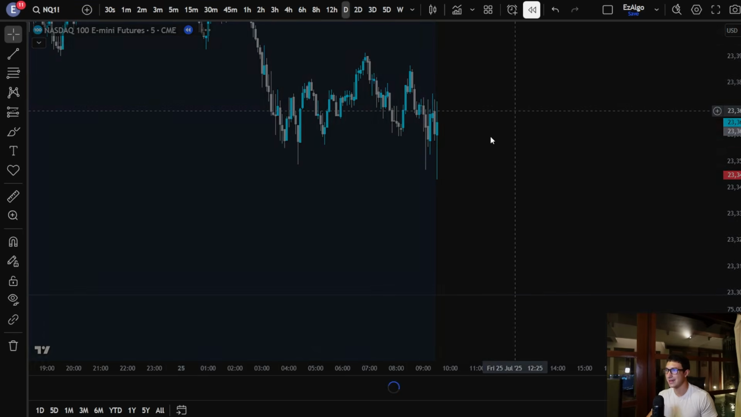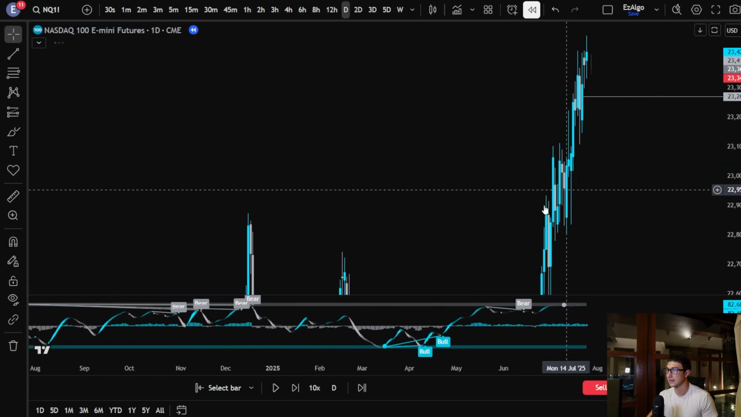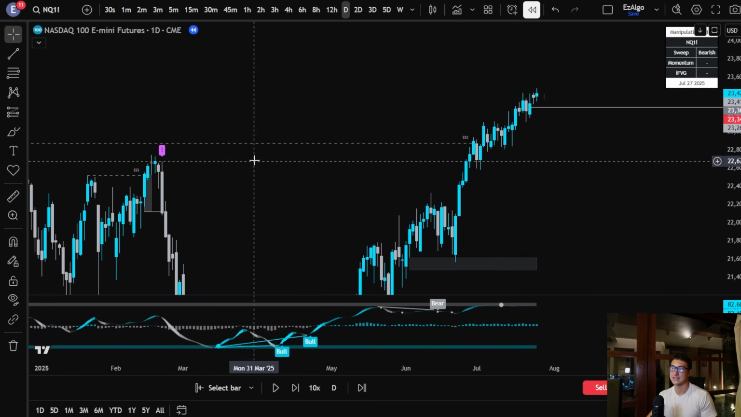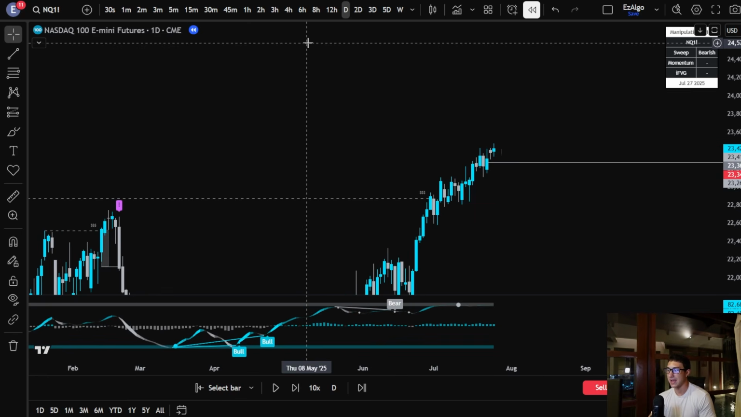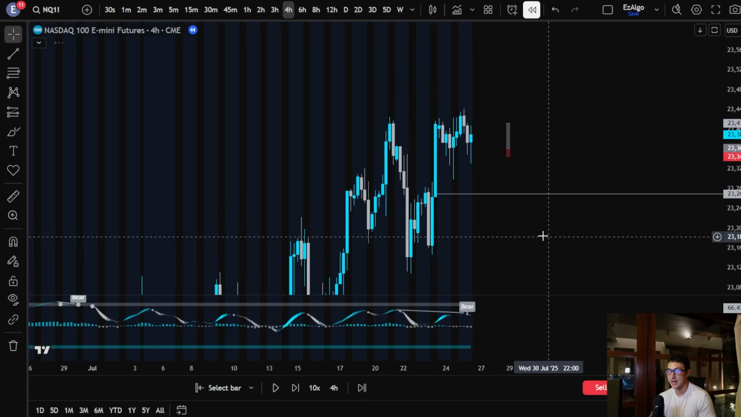So the first thing we want to do is a top-down analysis. So we're going to go to the daily time frame. So on the daily time frame, I can see that we are in price discovery, meaning NASDAQ is creating new all-time highs. Whenever an asset is in price discovery, I only like to look for long positions. I don't want to short an asset that is trading at all-time highs. So the bias right now is going to be bullish.